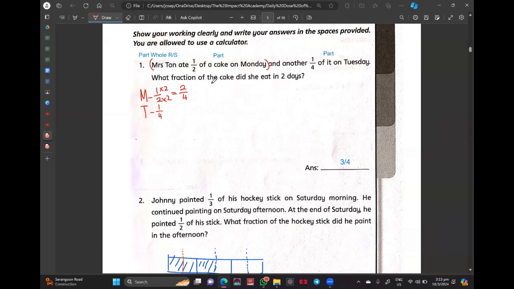Now, the question says, what fraction of the cake did she eat in 2 days? Your answer has to be, you add them up together. Almost, minus 2. Okay. So what's your answer? Your final answer has to be, very good, 3/4. And therefore, this is your answer for this question.